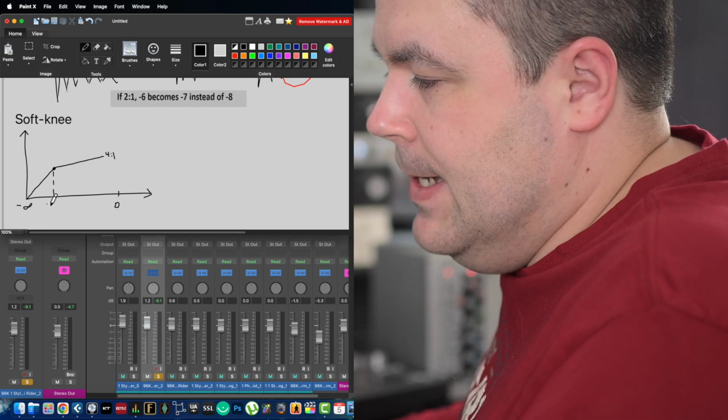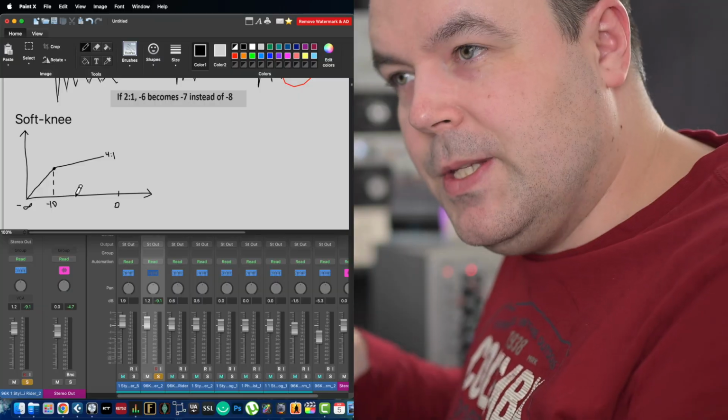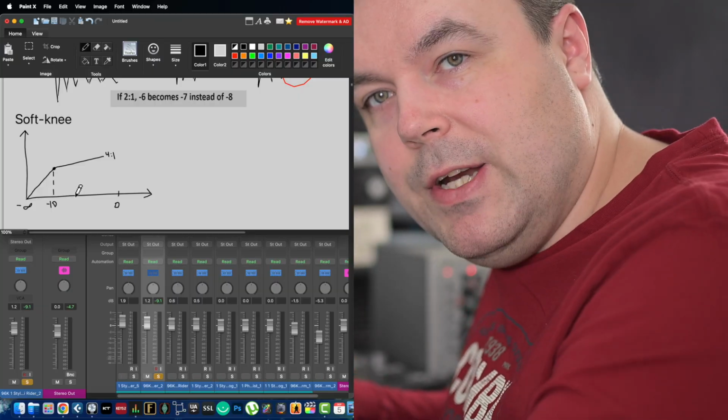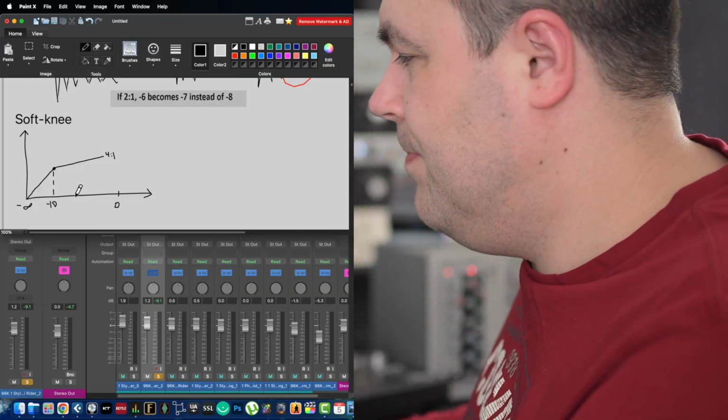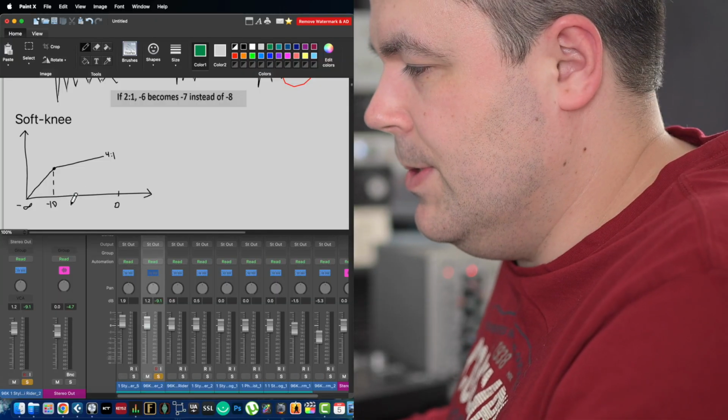So this is minus 10. Let's say we have some peak above the threshold. As you know, in a hard knee compressor, only peaks above the threshold should be compressed. Let's say minus 6 dB. So I use this minus 6 dB. Obviously minus 6 is between minus 10 and 0. So this is minus 6.